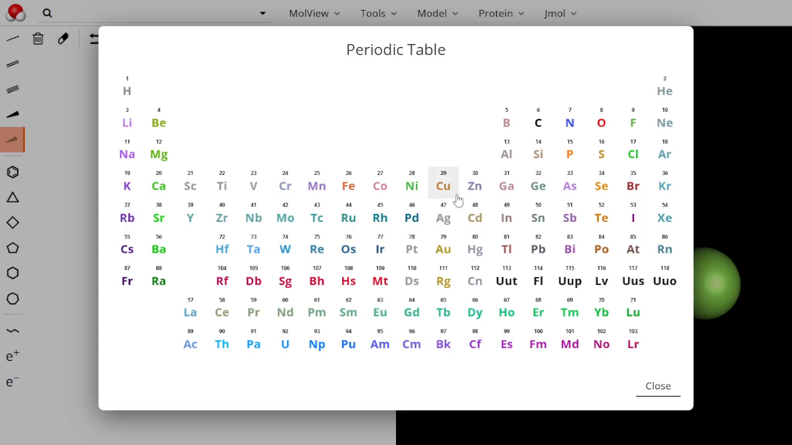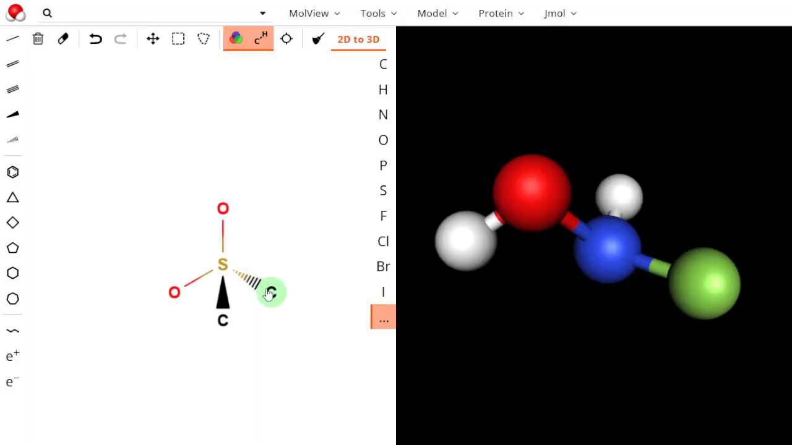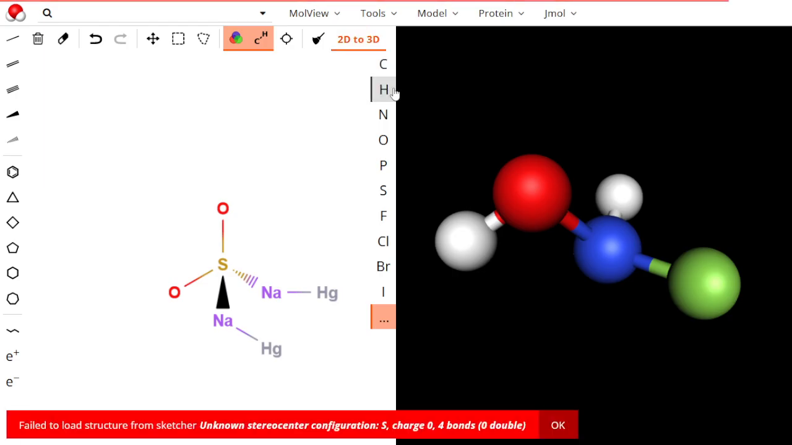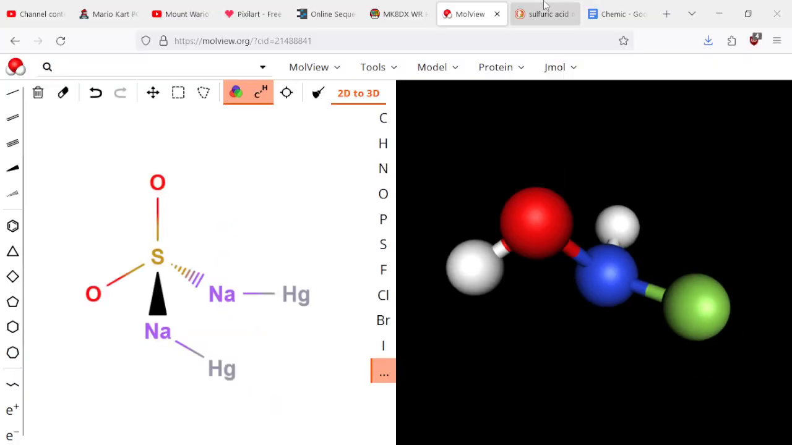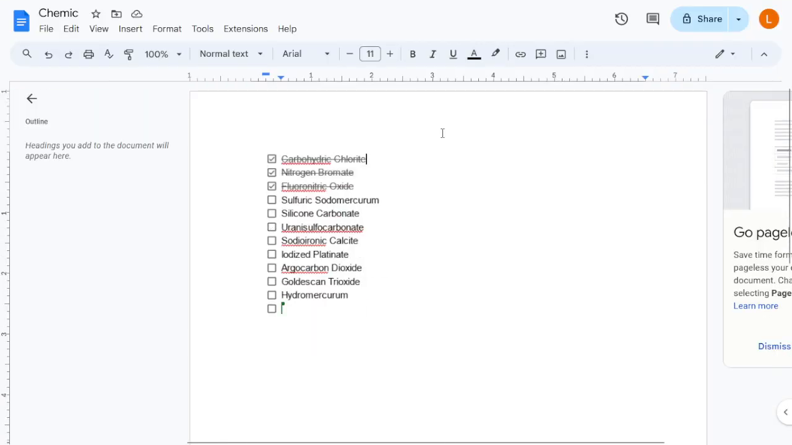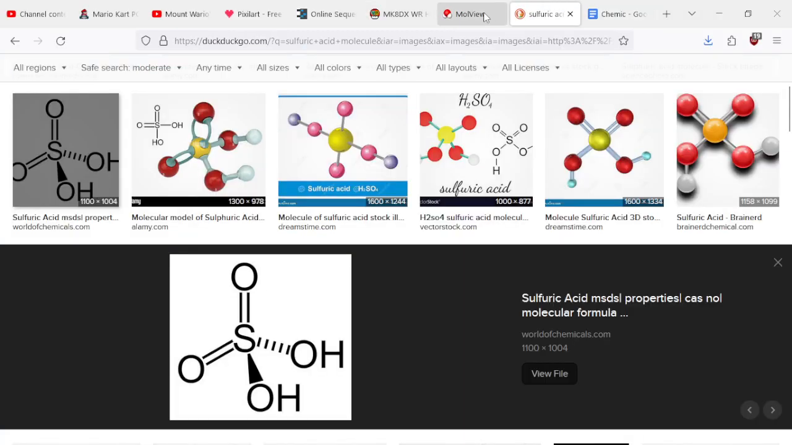Instead of having that, we go genius mode and we take the carbon and replace it with sodium, which adds the soda part of the sodo-mercurium, and then we add the mercury part by doing that. Sulfuric sodo-mercurium. Unknown stereocenter configuration. S charge 0 4 bond. Okay, I don't know what that is. What does that mean?